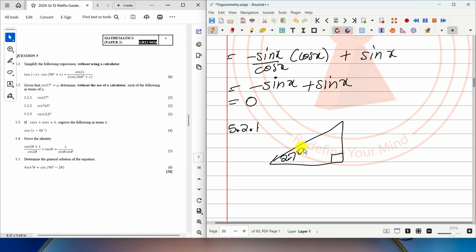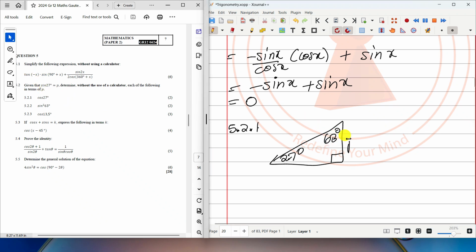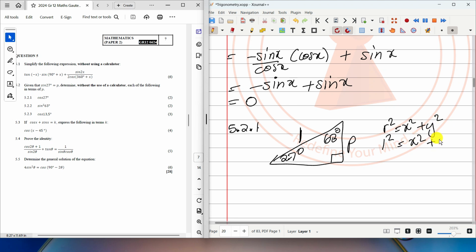Are they composite, guys? Okay, yeah, they are complementary angles, not composite. They add up to 90 degrees, right? So this must be 63 degrees. Now they said sine 27 degrees is p. So sine, we know that it is opposite over hypotenuse. Now, Pythagoras theorem, we will say r squared equals x squared plus y squared. What is r? It's 1. What is x? It's unknown. What is y? It is p. So this then means we have 1 minus p squared equals x squared.